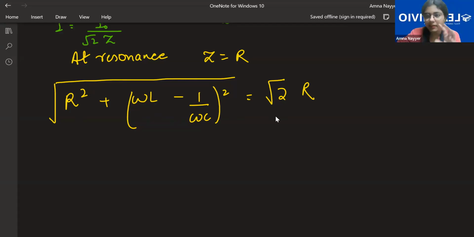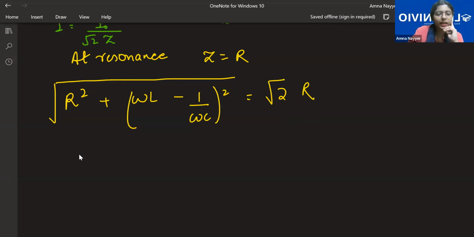Now, it's a little lengthy derivation, so when you're writing this, be careful with the steps. First step, you write the equation of impedance the way you have studied it, under root R square plus this minus that whole square, but equate it with root 2 times Z. Since Z is equal to R, you write root 2 times R. Got it? Did you get it? Yes, ma'am.